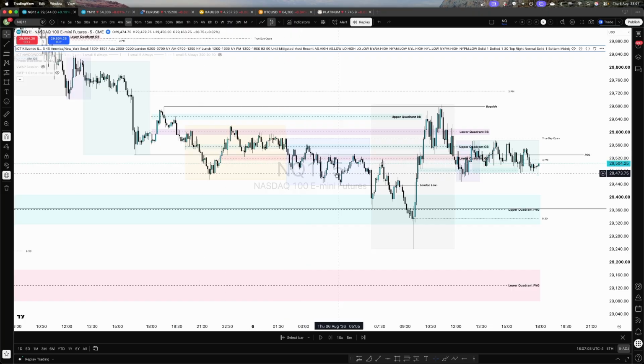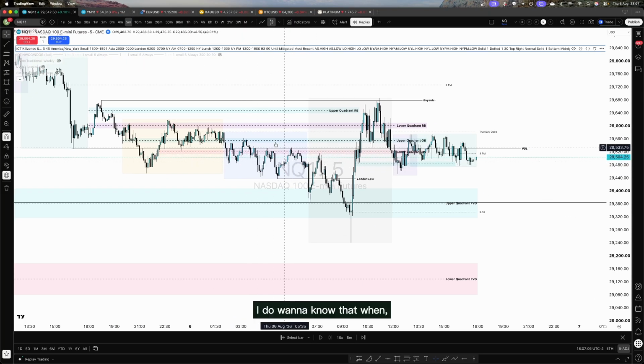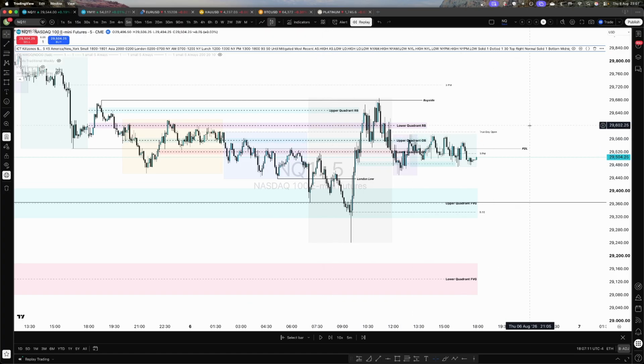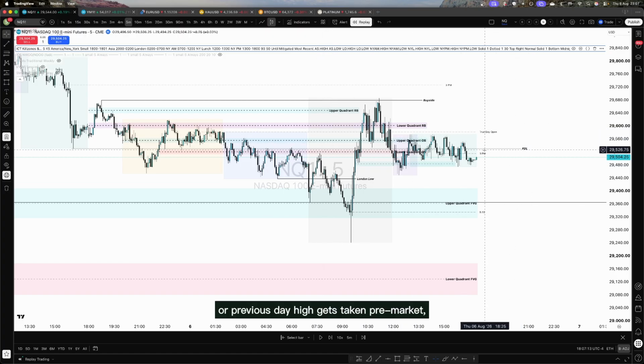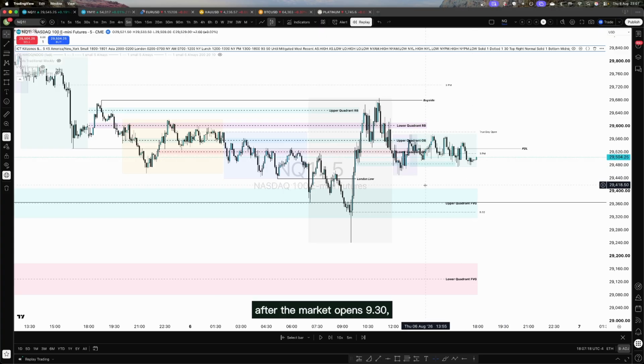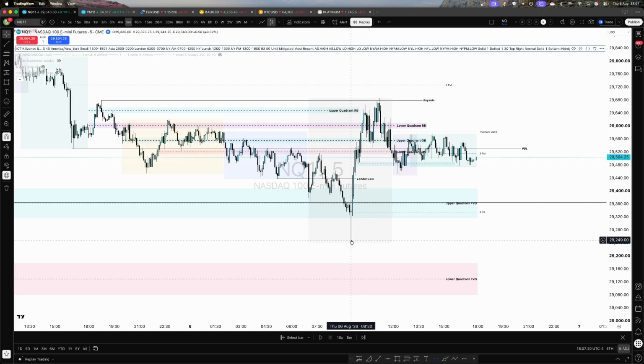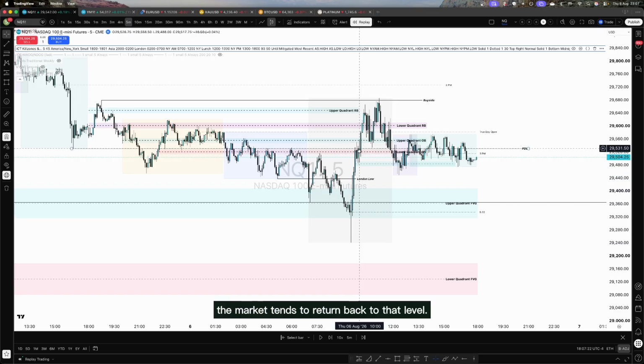In the Asia session, I do want to note that when a key level like previous day low or previous day high gets taken pre-market, after the market opens at 9:30, the market tends to return back to that level, and that's what occurred today.